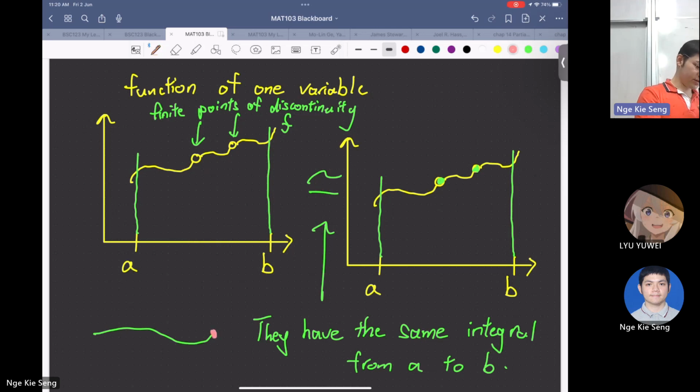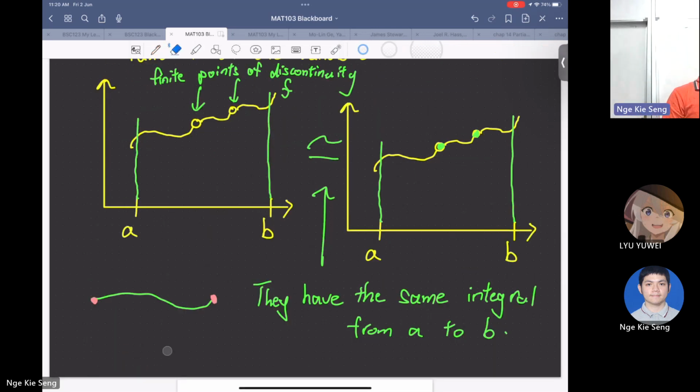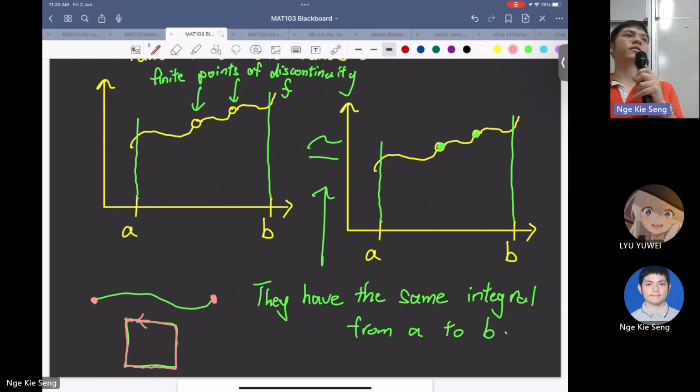So this is the boundary of the line, the endpoints. How about the boundary of a two-dimensional surface? It's a line or a curve, some sort of curve. So if you remove finitely many of them, it doesn't affect your integral. This is what it is trying to say. So similarly, if you go to three dimensions, then a two-dimensional surface becomes your boundary.